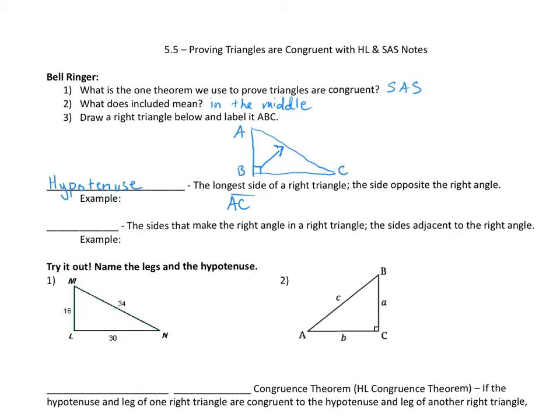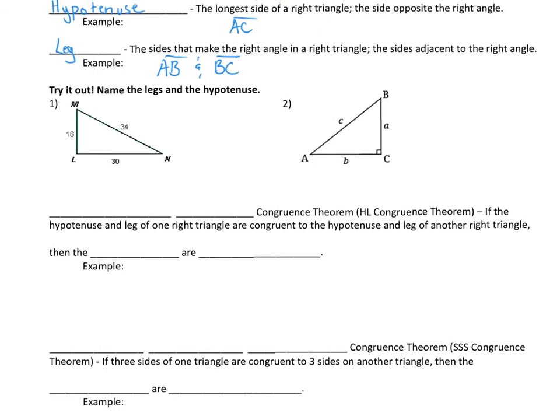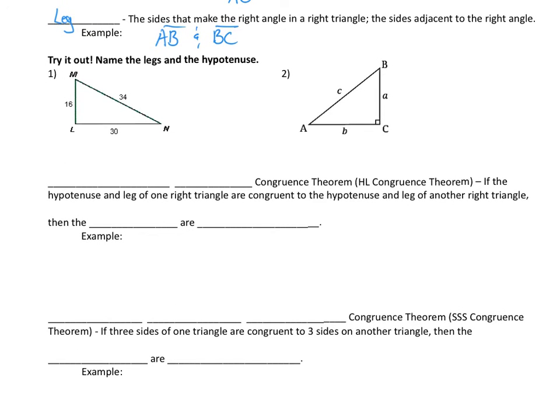The legs are the sides that make up the right angle in the right triangle, the sides adjacent to the right angle. So the other two sides are the legs. So here AB and BC are the legs of this particular right triangle. So let's try it out. Let's try some of this out.